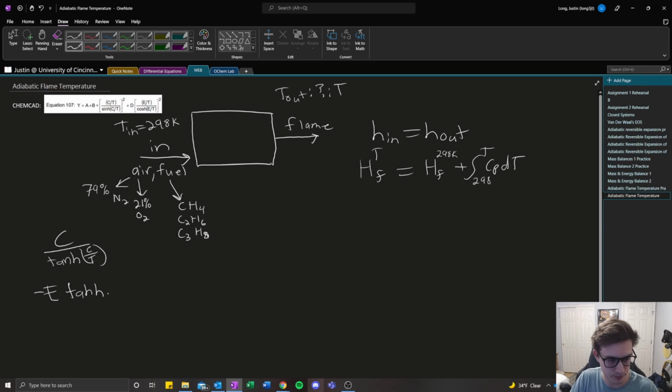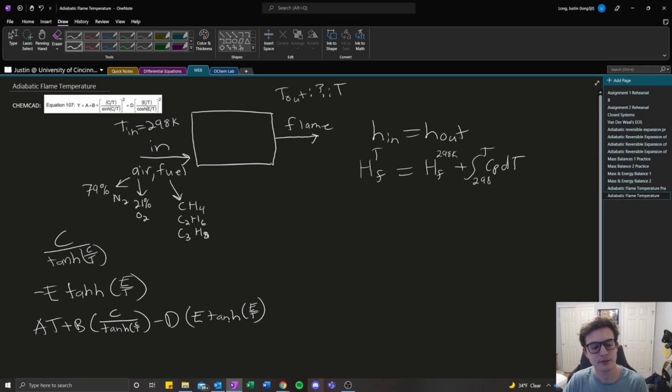A hyperbolic tangent of E over T. All right, and so I'm just going to plug in all of this equation so we have it for when we need it later on. So we've got A of T plus B times C over hyperbolic tangent of C over T, and then we've got this minus D times E to the hyperbolic tangent of E over T. And so we have that equation, and we're going to be able to use that later in Python, and it'll allow us to solve the problem.